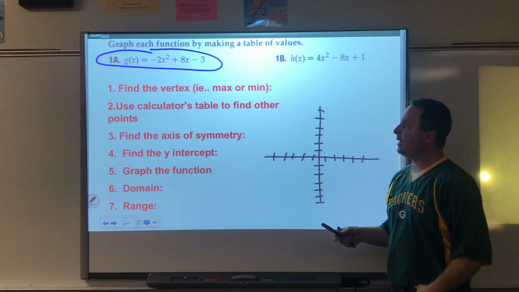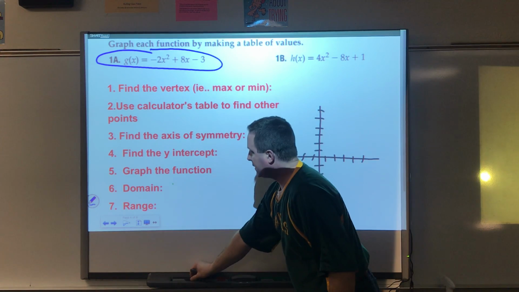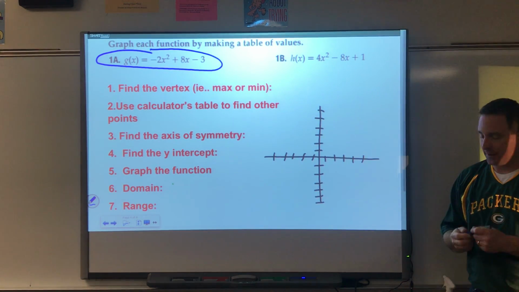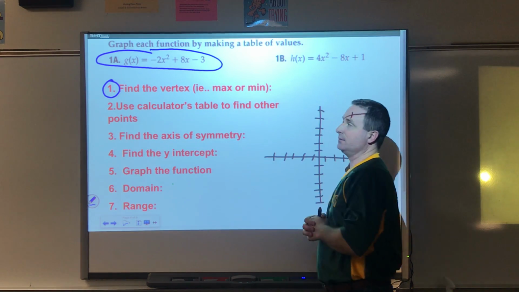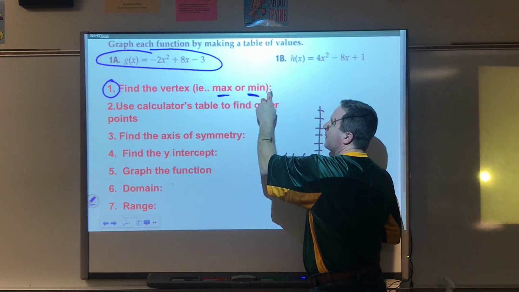All right, so eventually we're going to want to graph these. And we're going to start out by finding the vertex. In other words, we're going to find its maximum or minimum.